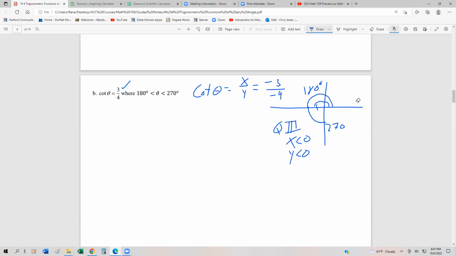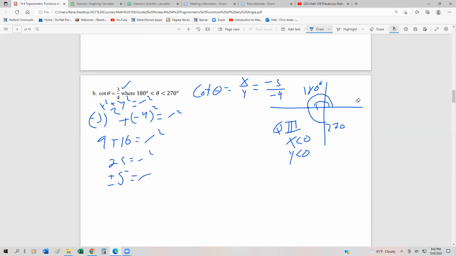But we should also find r, so we're going to use, remember, x squared plus y squared equals r squared. Negative 3 squared plus negative 4 squared equals r squared. 9 plus 16 equals r squared. 25 equals r squared, and technically plus or minus 5 equals r, but remember that r is greater than 0. So that means that r is going to be equal to 5. So we have our three values that we need: -3, -4, and then 5.